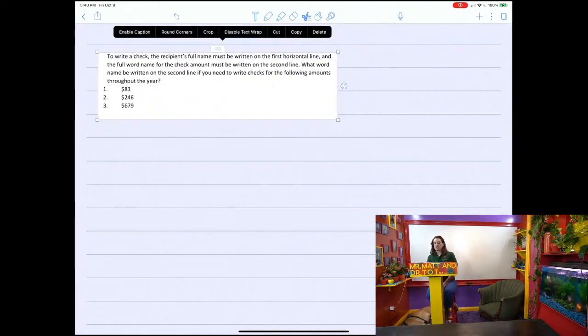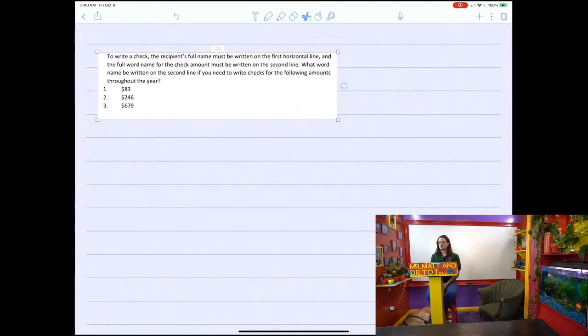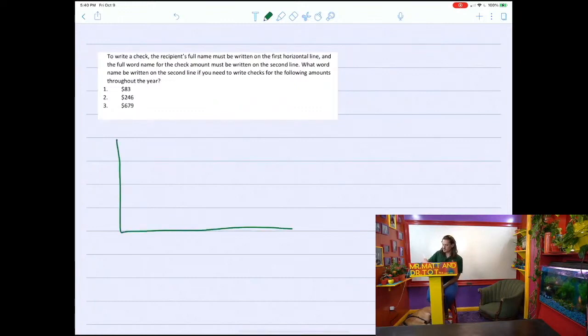So to write a check, the recipient's full name must be written on the first horizontal line, and the full word name for the check amount must be written on the second line. So if you don't know checks, I'm just going to draw it out here. A typical check would have the check number up here. You would write the date, which today is October 9th, 2020.